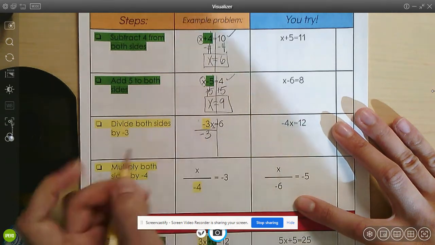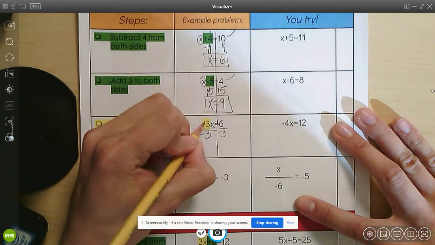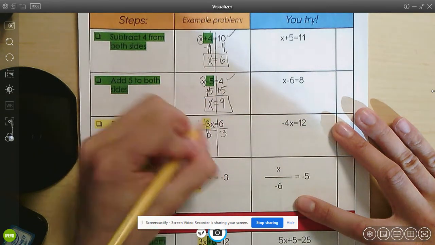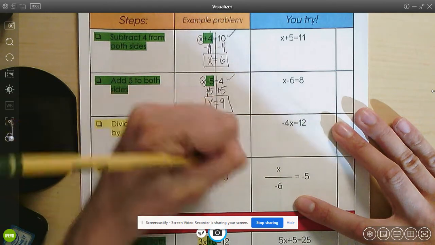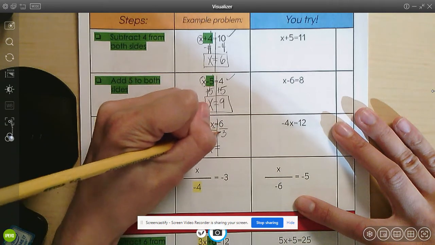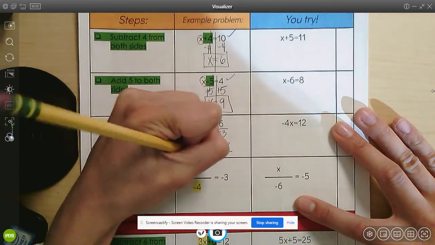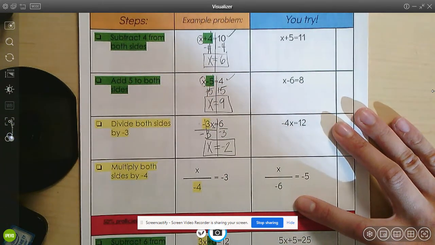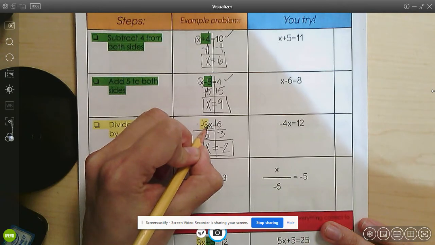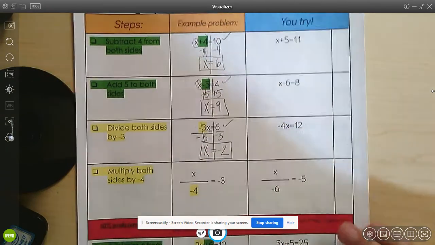Whatever I do to this side, I have to do the other side. So 6 divided by negative 3. Negative 3 divided by negative 3 is 1, which essentially eliminates that because 1 times anything is itself. So we have x on the left side. We have our equal sign in the middle. 6 divided by negative 3, a positive divided by a negative is a negative. 6 divided by 3 is 2. So my answer is x equals negative 2. Now again, I can go back and see if it's right by saying, okay, negative 3 times x, which is negative 2. Negative 3 times negative 2 would be positive 6. So I know that it is correct.